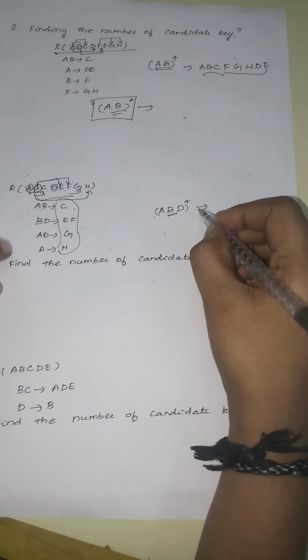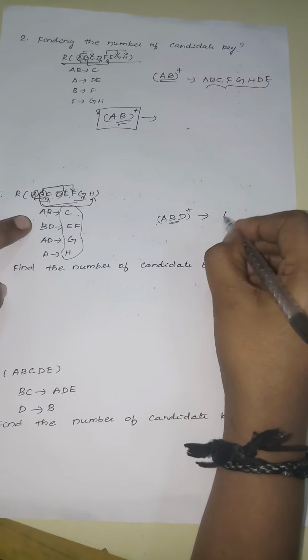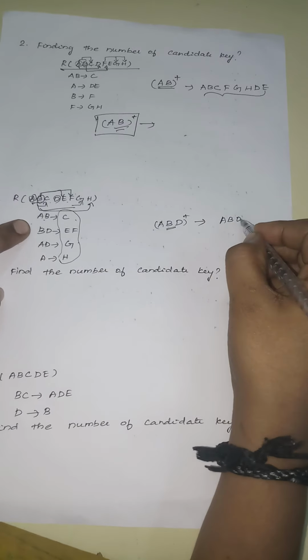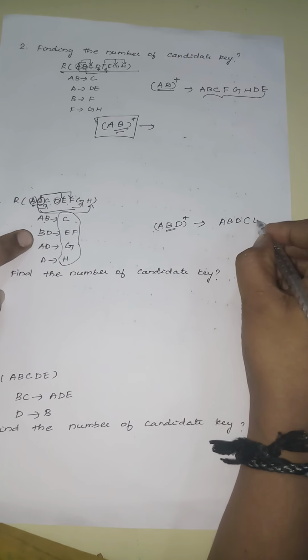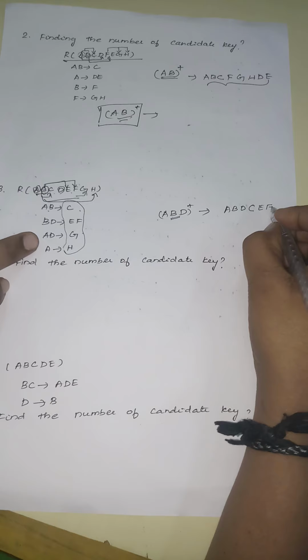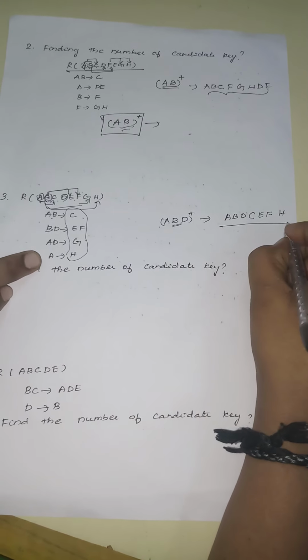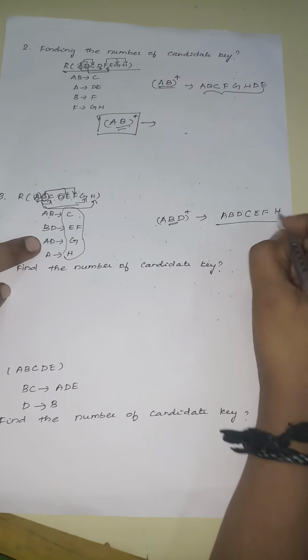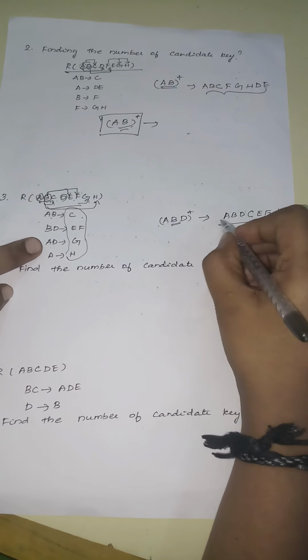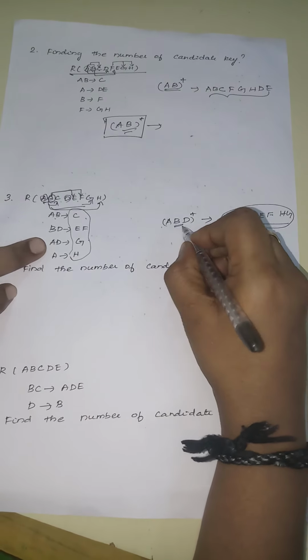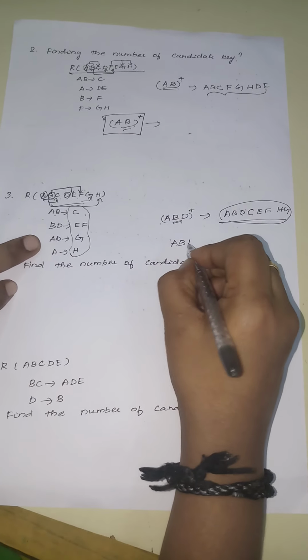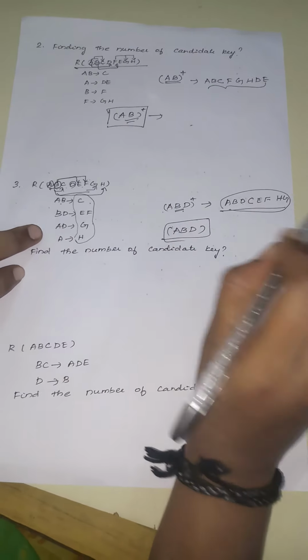So here AB identifies first ABD, and AB identifies C, and BD identifies E, F, and A identifies H. So A, B, C, D, E, F, G. And also AD identifies G. So all the attributes are identified through ABD. So which one is the candidate key? ABD is the answer here.